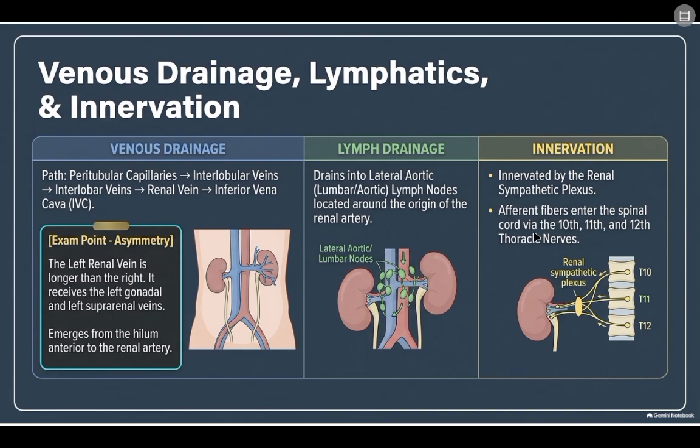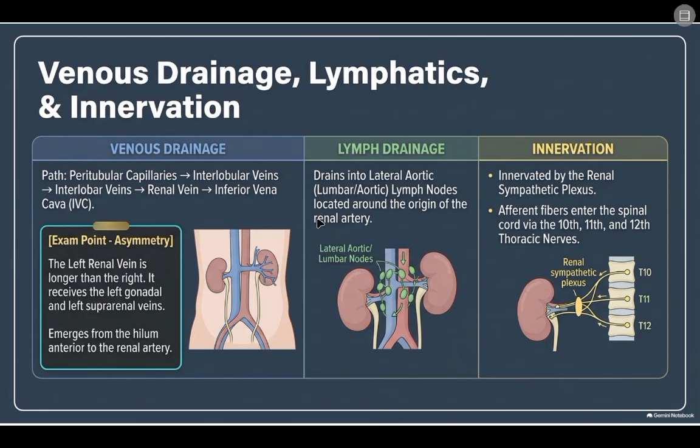So let's talk about the venous drainage, the lymphatic drainage, and the innervation. The venous drainage just follows the opposite of the arterial supply, which is the interlobular veins, the arcuate veins, the interlobar veins, the renal veins, then to the inferior vena cava.